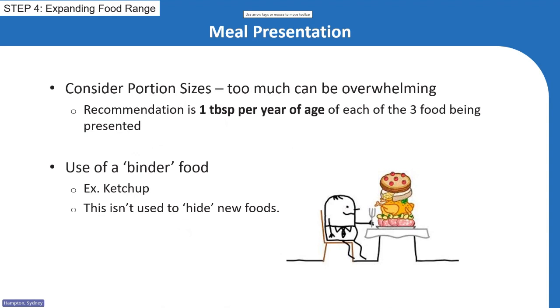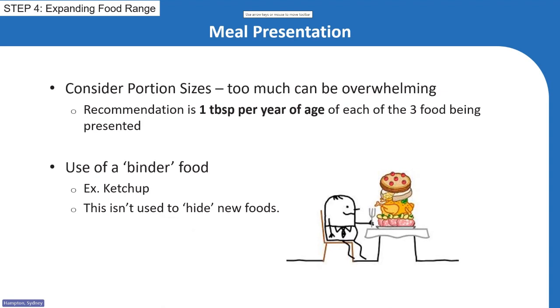With meal presentation as well, we want to consider portion sizes. So putting too much of a new food on a plate can be really overwhelming for a child. So when we're trying new foods, we recommend 1 teaspoon per year of their age of each of the new foods being presented. So for example, if you're going to put some more cucumbers on, give about 2 to 3 bites or 3 to 4 tablespoons of that food to try on their plate. That way, it's not going to be overwhelming to them, and they can try little bits if they want.